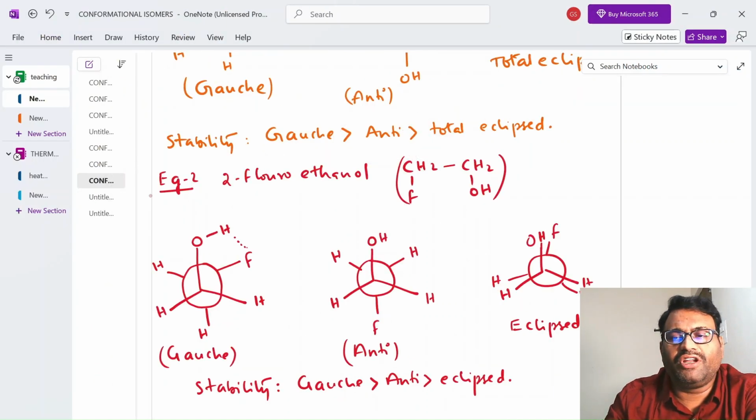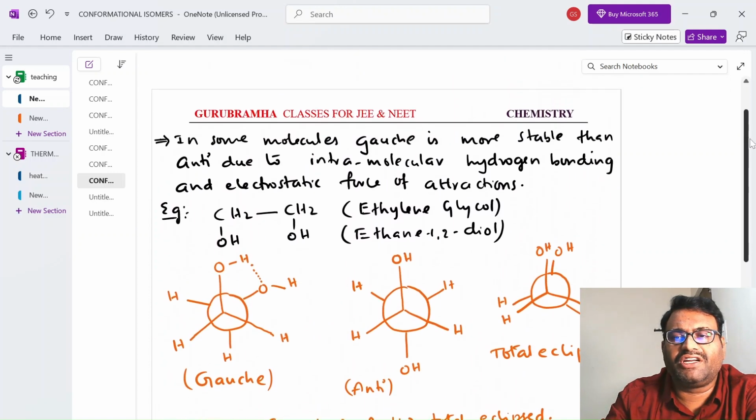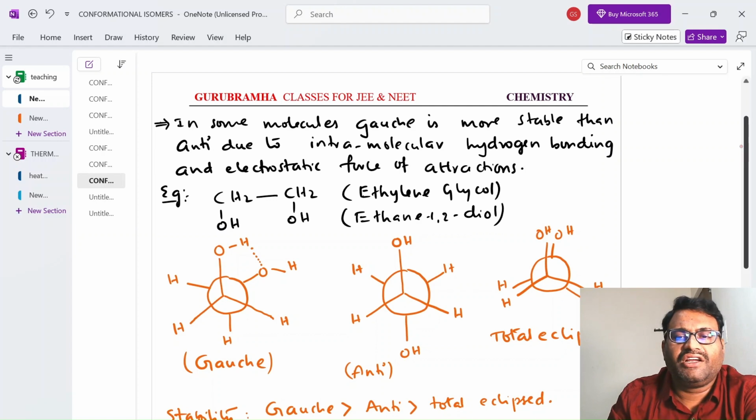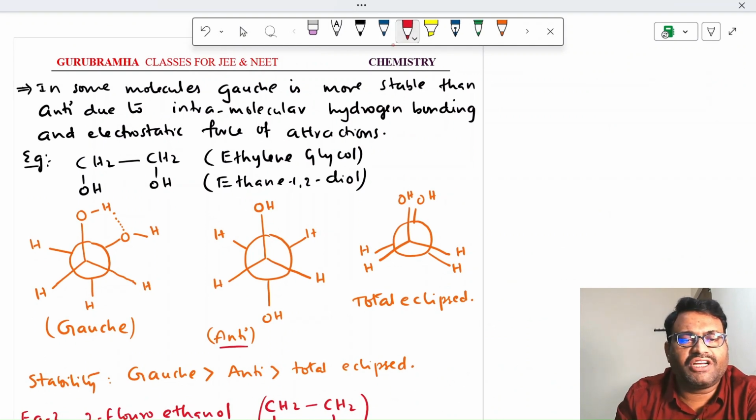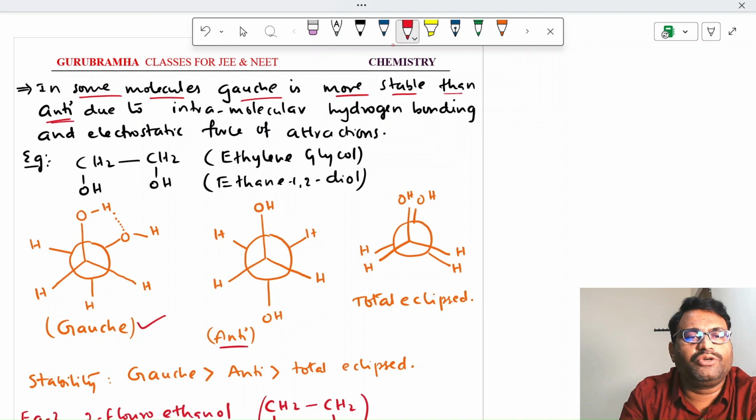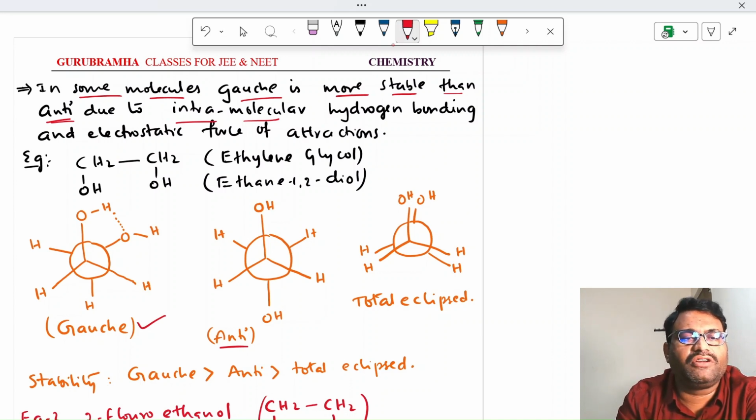Let us see, in some of the molecules, up to now we have seen that the staggered or anti-conformation is the most stable one, but in some of the molecules, which conformation is more stable than anti? Gauche will be more stable. So in some molecules, gauche is more stable than anti due to intramolecular hydrogen bonding. So due to this intramolecular hydrogen bonding, the stability of the molecule increases.